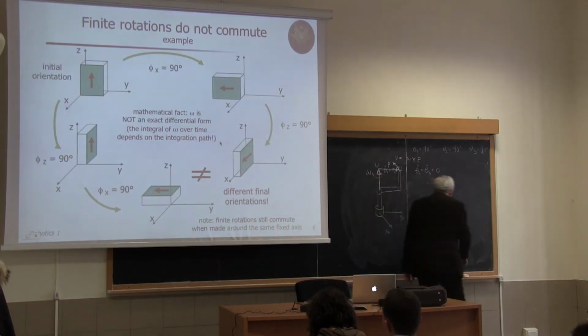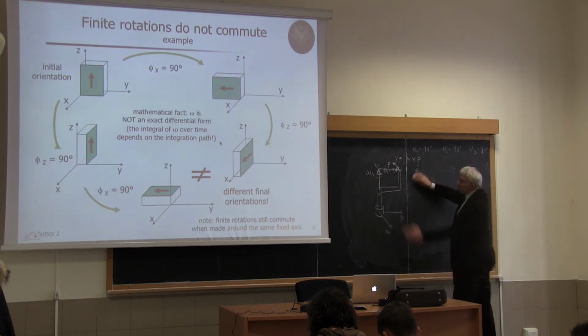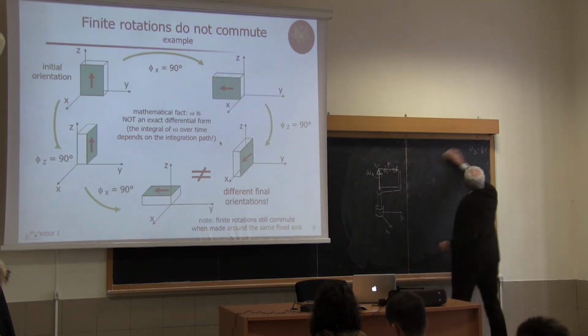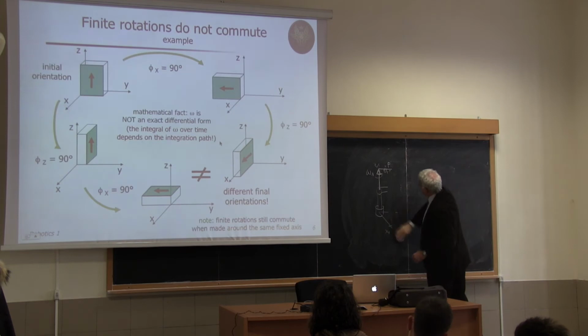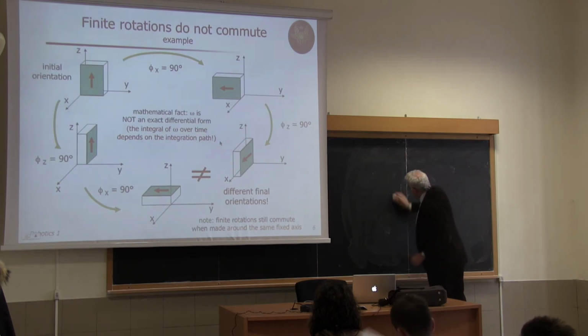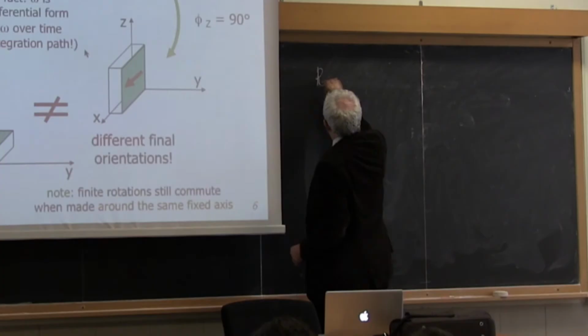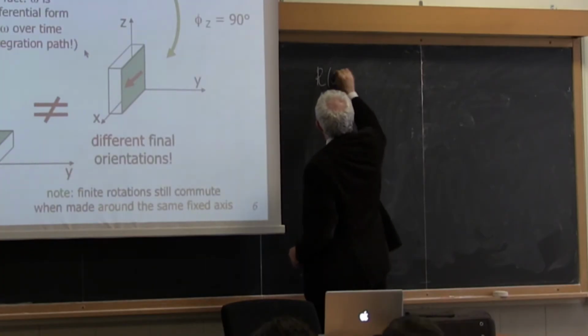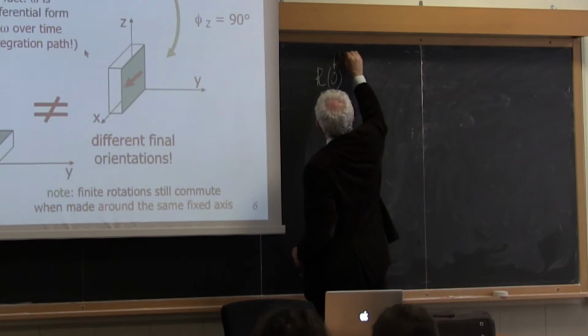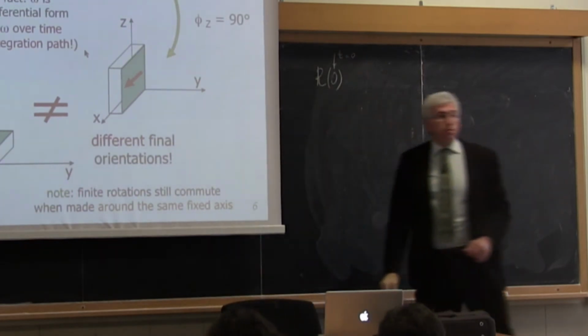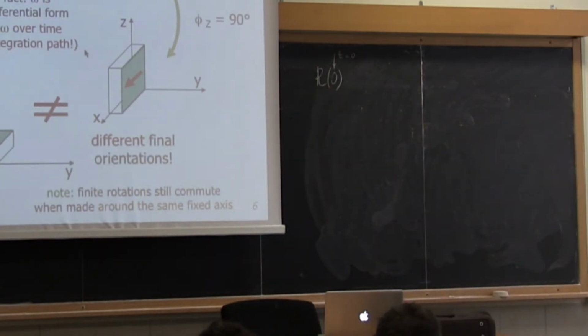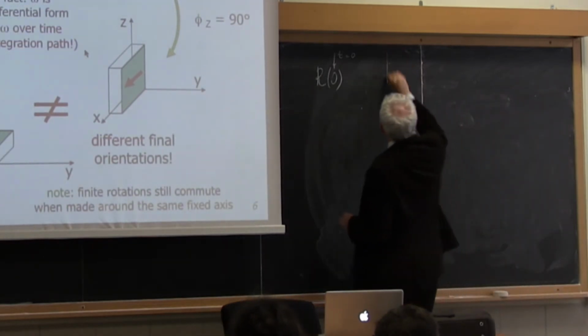And I will make a simple example here which mimics what you see here. So suppose that you start from some orientation at time 0. This is time now. This is the orientation of your rigid body. And now you give this history of omega.